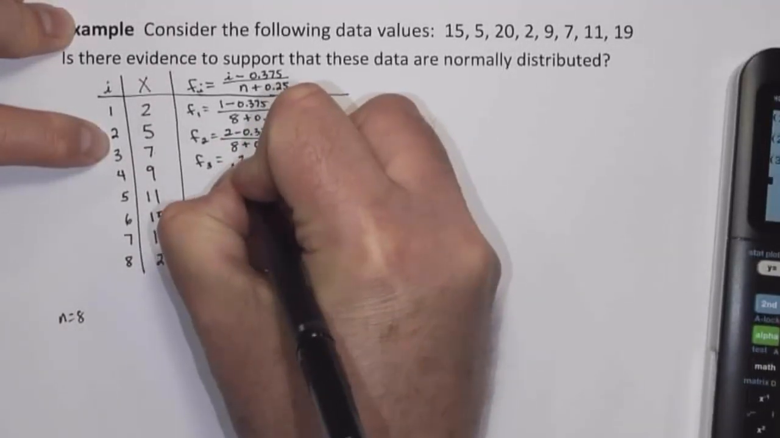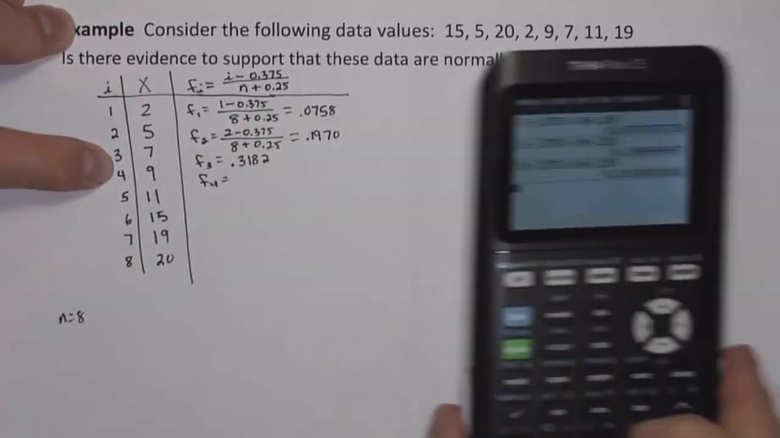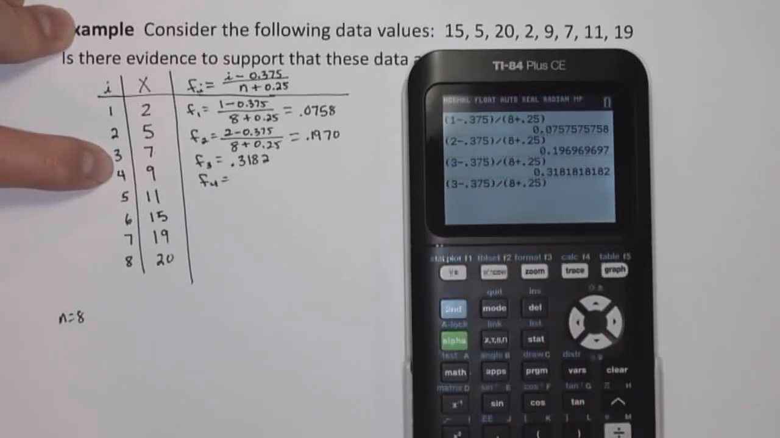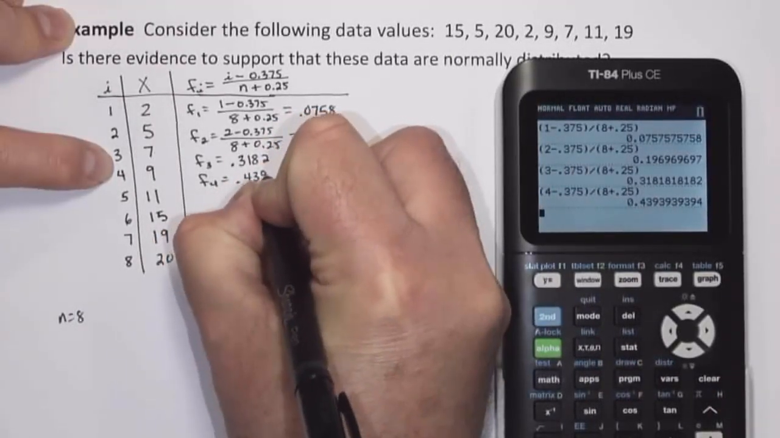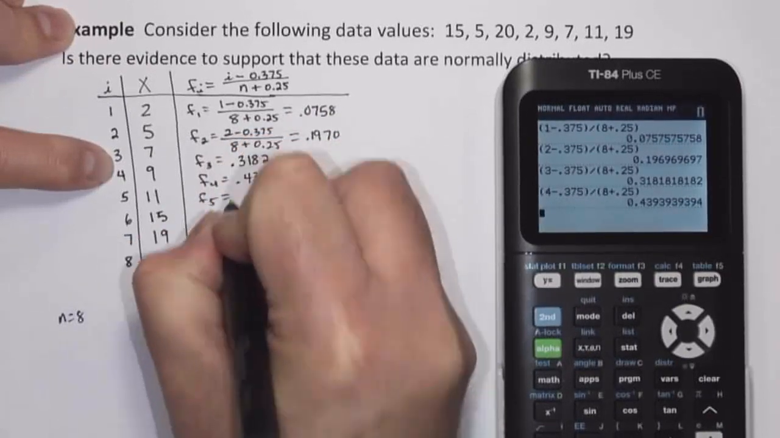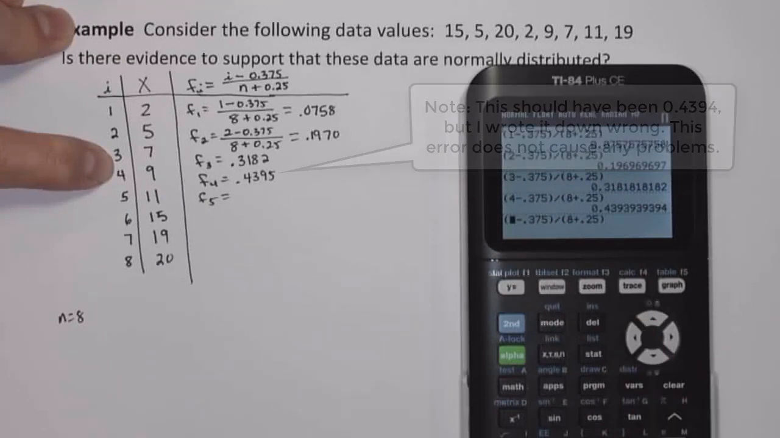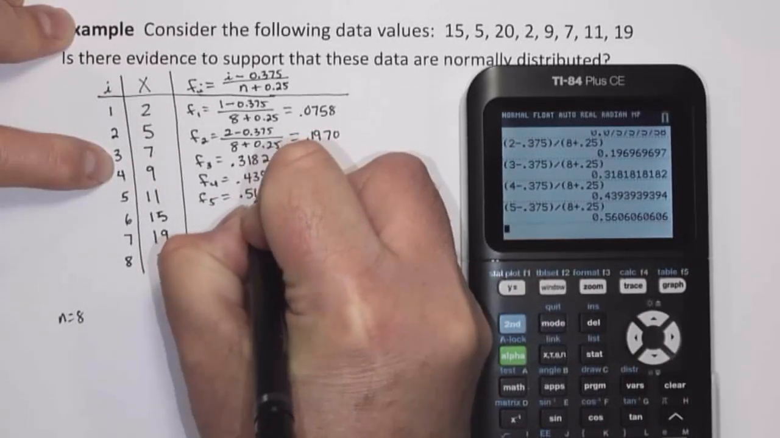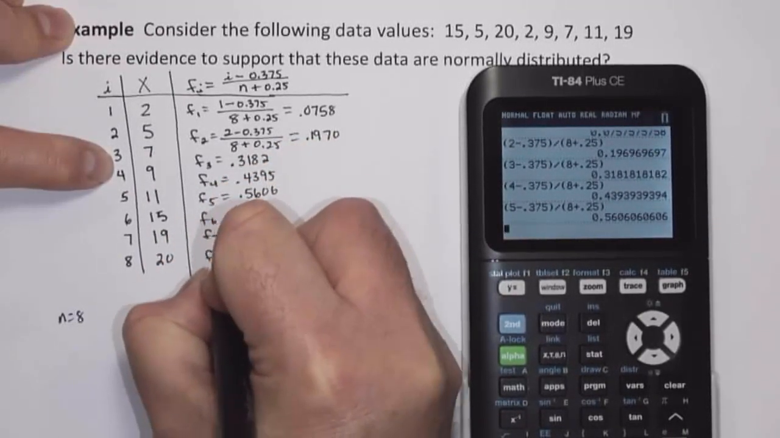So this would be 0.3182. F of 4, same deal. And so that is 0.4394. F of 5 is 0.5606. F of 6, F of 7, F of 8.